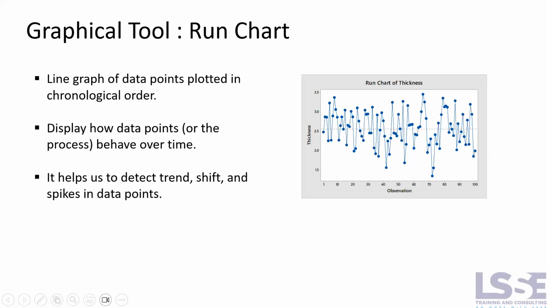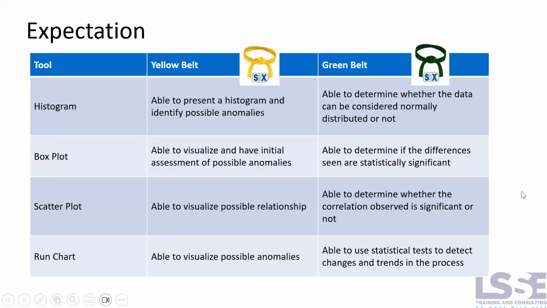So that's the run chart. As I've told you, I tried to really minimize the mathematical part for yellow belt because the expectation for yellow belt is you just have an overview of your process from a visual standpoint. So just to put into context, for example, I'm showing here what's the expectation for you based on the certification level in terms of the usage of the tools.